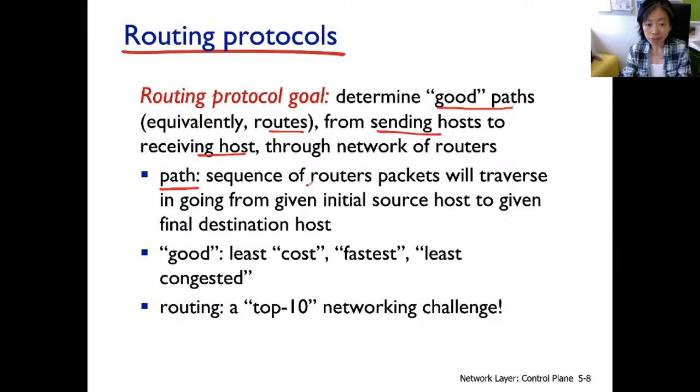A path is a sequence of routers, one connected to another, connecting the initial source to the final destination, such that this path is the least in cost, so we pay the least, or the delay is the shortest, or the promised bandwidth is the highest, therefore the congestion level will be the lowest. So finding a good path is the goal of a good routing protocol or routing algorithm. It's also one of the top 10 problems in computer networks, just like reliable data transfer, just like congestion control.